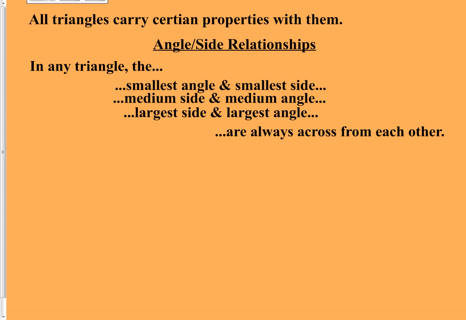The smallest angle and the smallest side are always across from each other. The largest angle and the largest side are always across from each other, and so on. And this goes for ties as well. If you have two sides that are exactly the same length, that means you're going to have two angles that are exactly the same measurement across from those sides. All three sides the same is going to force all three angles the same.